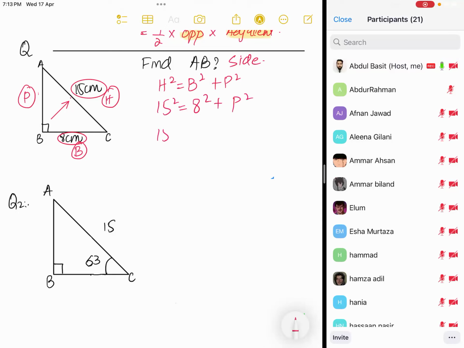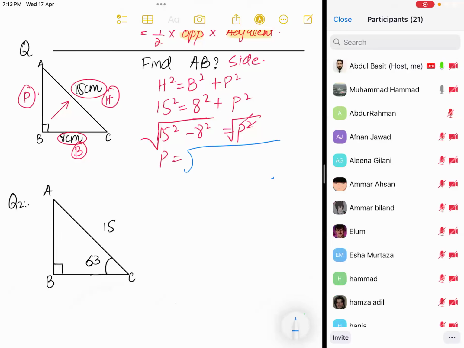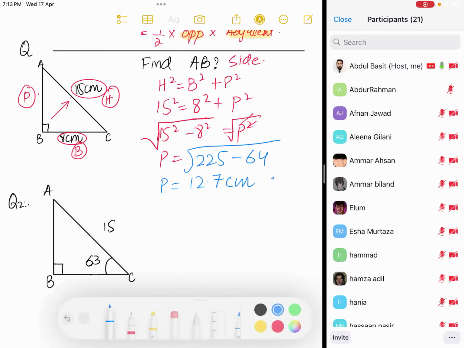8 square will come here. 15 square minus 8 square is equal to P square. Taking square root on both sides, the square root cancels. So P is equal to the square root of 15 square minus 8 square. What is the answer, beta? Can you please tell me? And if you are in a non-calculator paper, that would be 225 minus 64. So the answer would be 12.7, 12.7 centimeter.